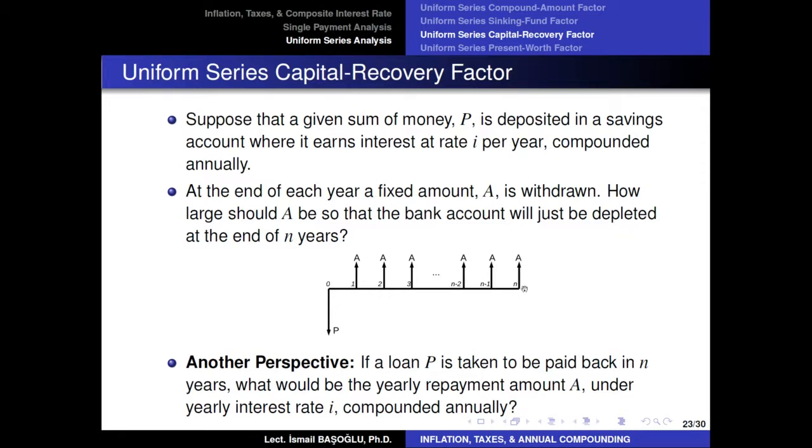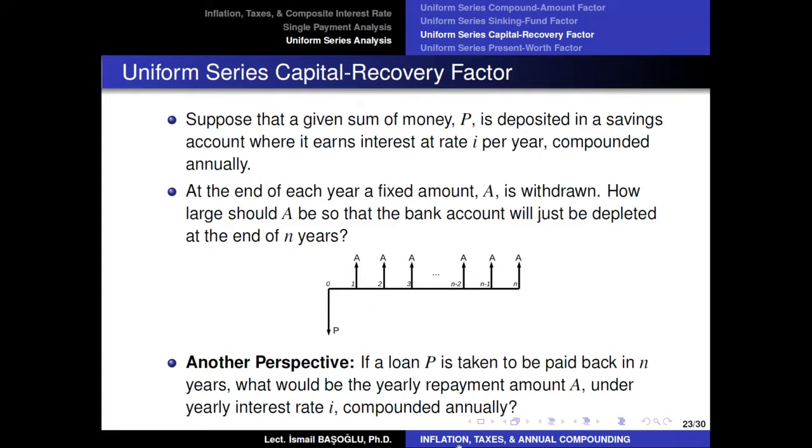Okay, so we are just going to exhaust the total invested amount in the savings account in n years, and what is the maximum value that I can draw at the end of every year, A? So that is basically at the end of each year. So what is this value of A?